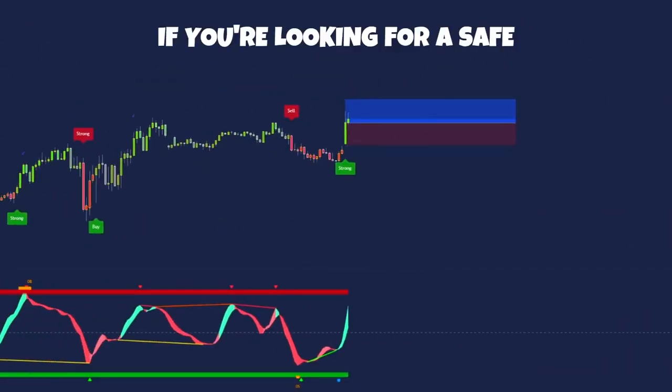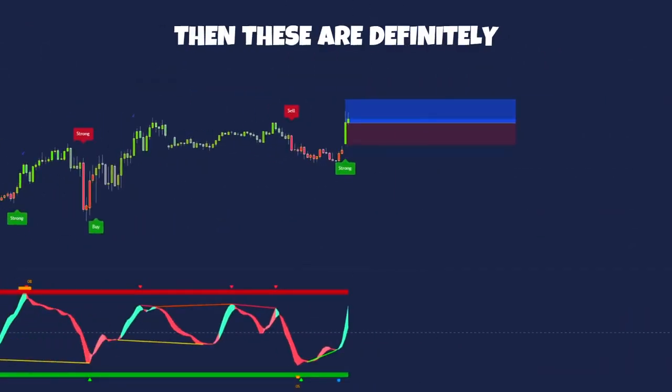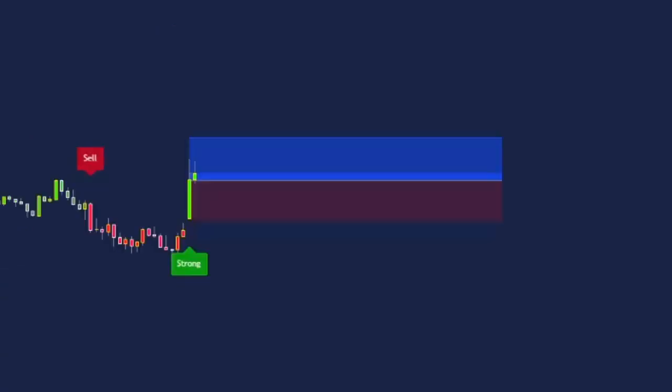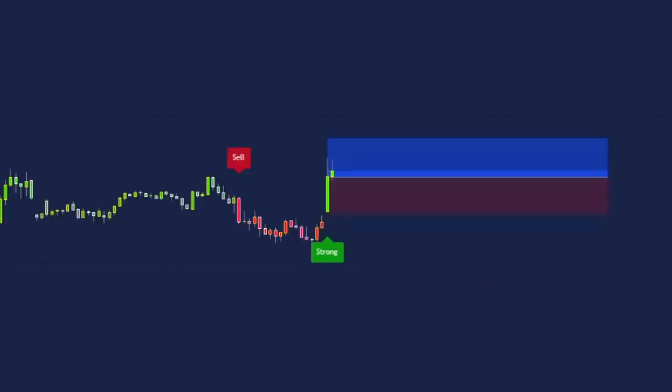If you're looking for a safe beginner strategy, then these are definitely the safest trades to take, as this indicator is telling you that this is the best possible time to enter a buy. So we'd enter our trade on the close of that candle.